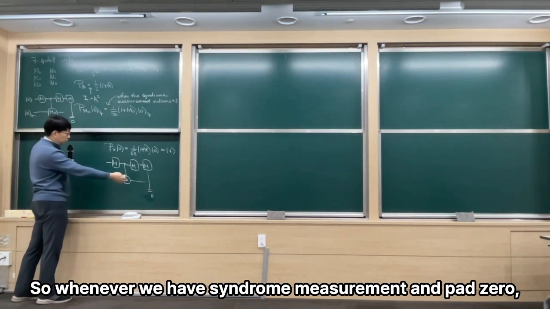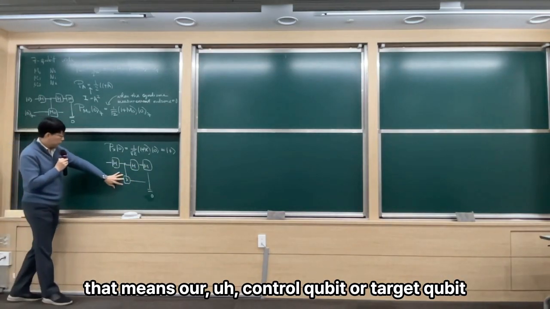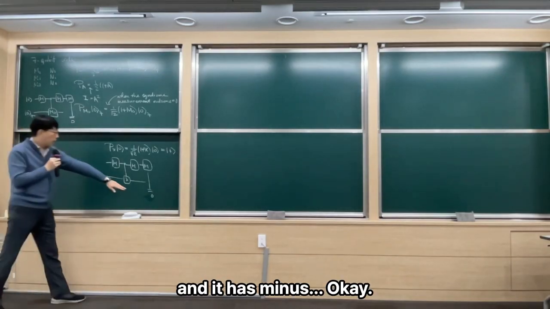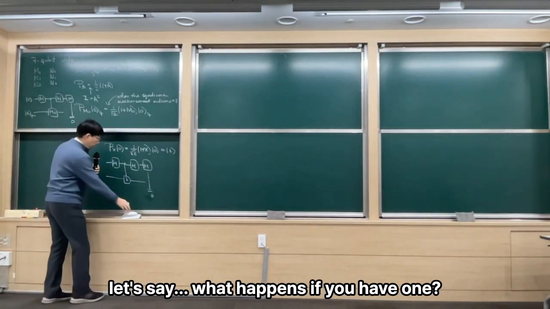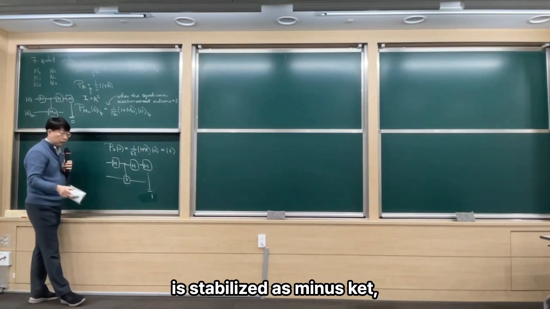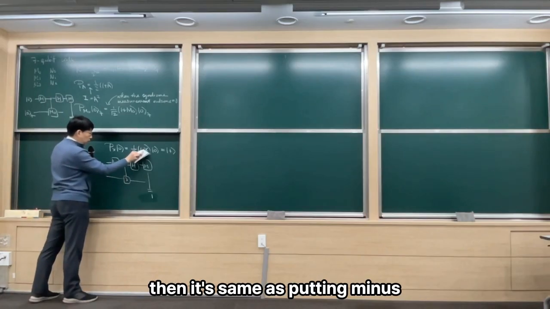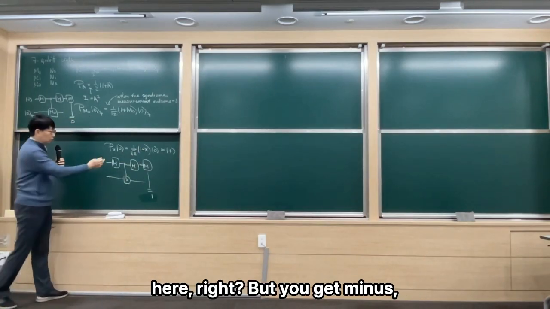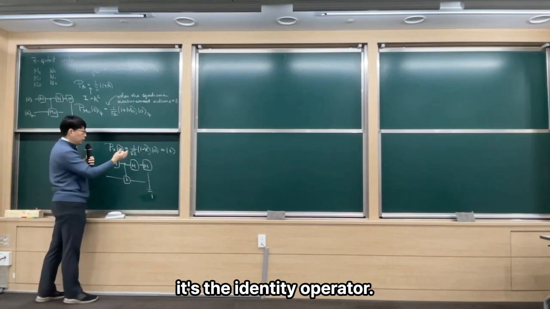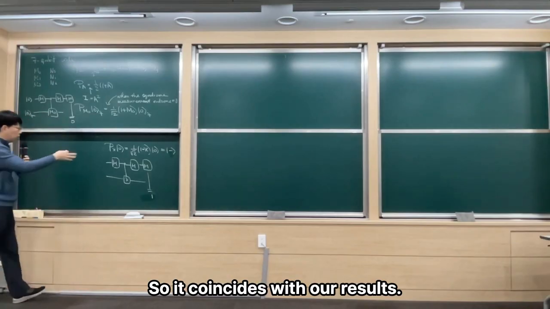So whenever we have a syndrome measurement and get 0, that means our target qubit is stabilized as the plus one eigenstate. What happens if we have 1? Then the target qubit is stabilized as minus ket, which is the minus one eigenstate of X. Then it's the same as putting minus here. You get minus, and the 1 is not the constant one, it's the identity operator. So 0 ket minus 1 ket, which is minus, so it coincides with our result.